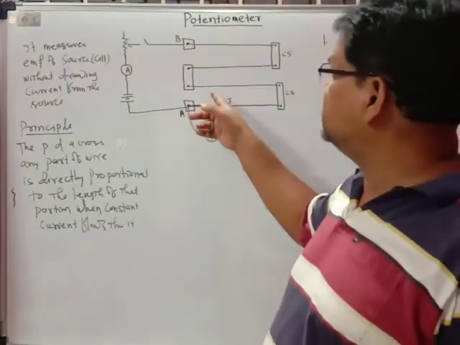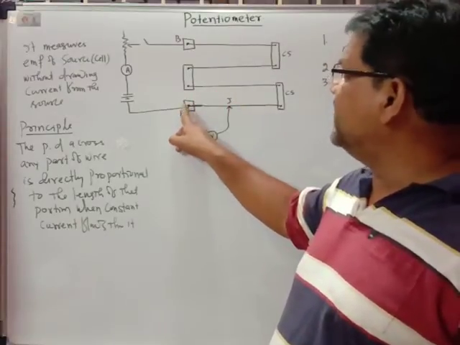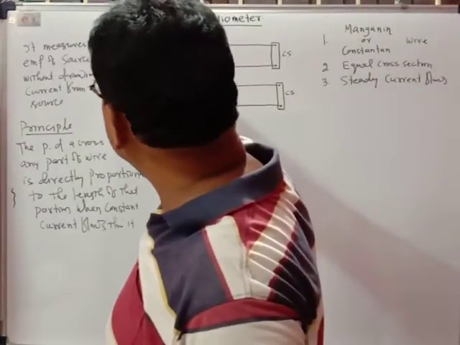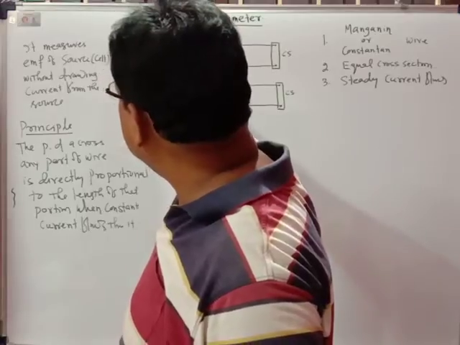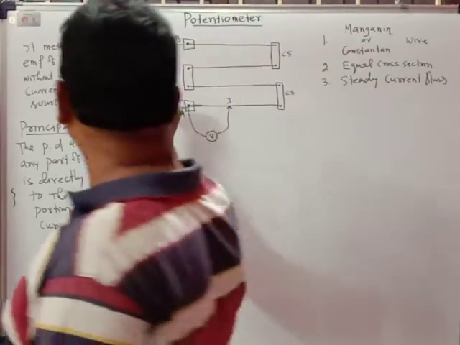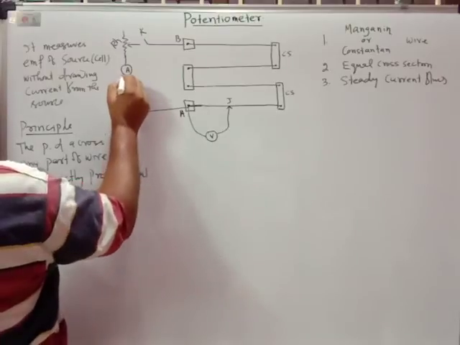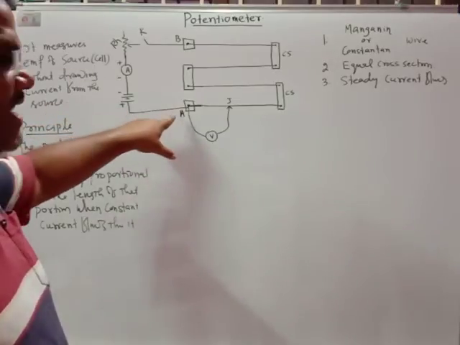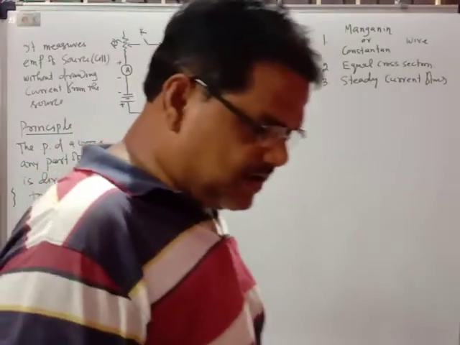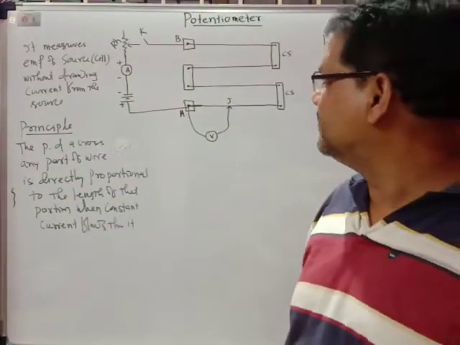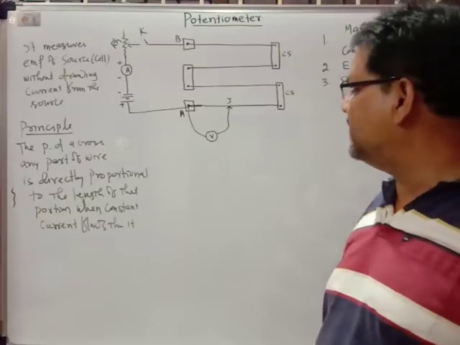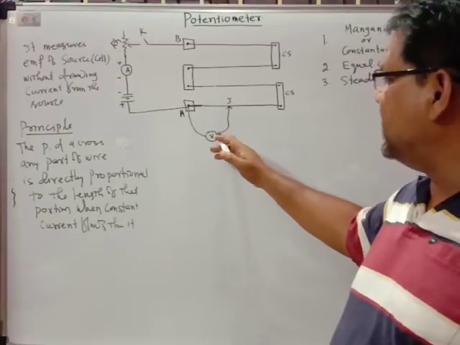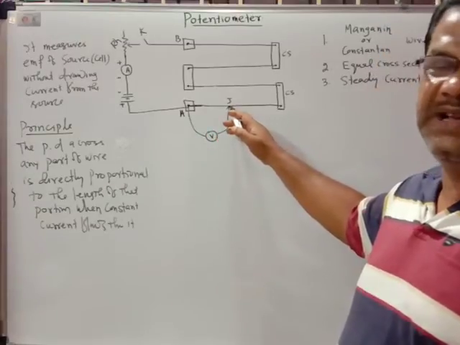Now look into the circuit. A is the terminal point, and B is another point. Here the switch K is connected, and this is the rheostat, and one ammeter is connected, with its minus and plus terminals. One cell is connected in the circuit, and that cell is called the driving cell. On the terminal A, one voltmeter is connected, and at the other point one jockey is connected.